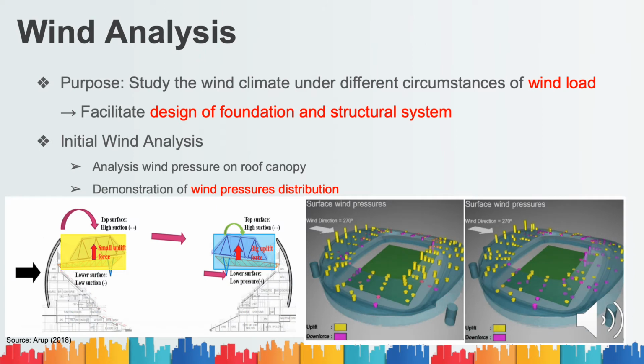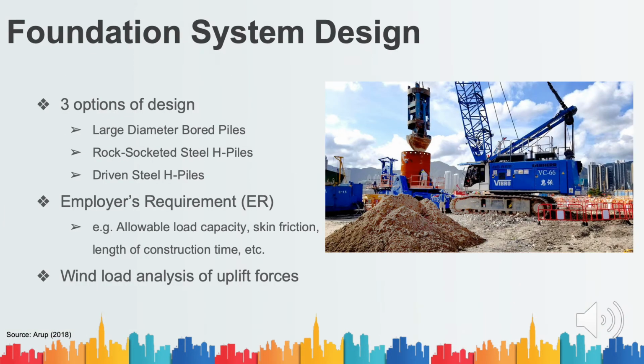For the wind analysis, as the initial Revit model was built, it is used to study the wind climate under different circumstances of wind node. For example, as shown in the left-hand figure, it is predicted that there would be uplift and down forces on the leeward canopy due to the effect of wind pressures on the upper and lower surfaces of the roof. Therefore, the model was used to carry out the distribution of wind pressures in the building structure, which is shown in the right-hand figure for the distribution of wind pressure at different times and directions.